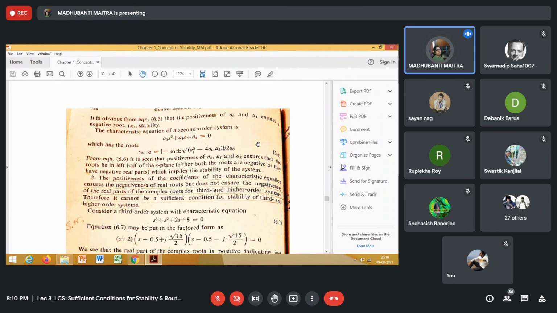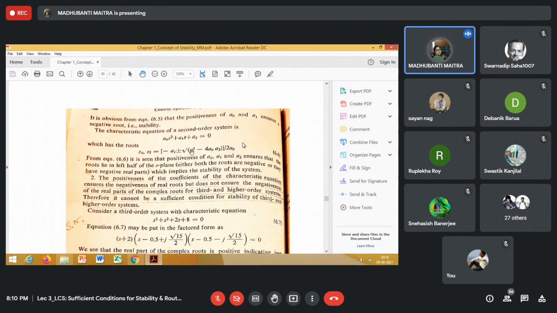Just try to solve it on your own, and you'll find that the roots will appear in the left half of the S plane, because either both the roots will be real roots, two real roots and distinct in nature, right? And if all the coefficients are of the same signs, then both the real and distinct roots will lie in the left half of the S plane, right?